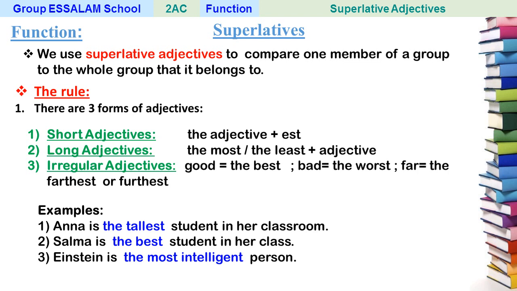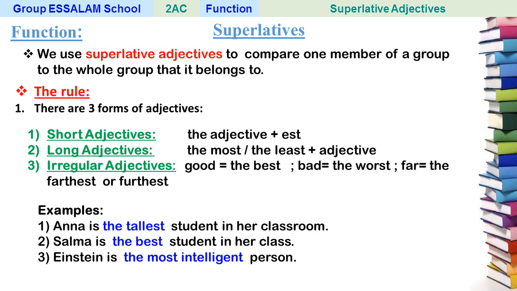Here I give you some examples in order to understand very well. Anna is the tallest student in her classroom. So here we have the adjective tall. Tall is a short adjective. So we obey the rule. So tall, short adjective, and we have seen the form of short adjective. It is the plus adjective plus est. Anna is the tallest. And here we compare Anna to the whole students in her classroom.